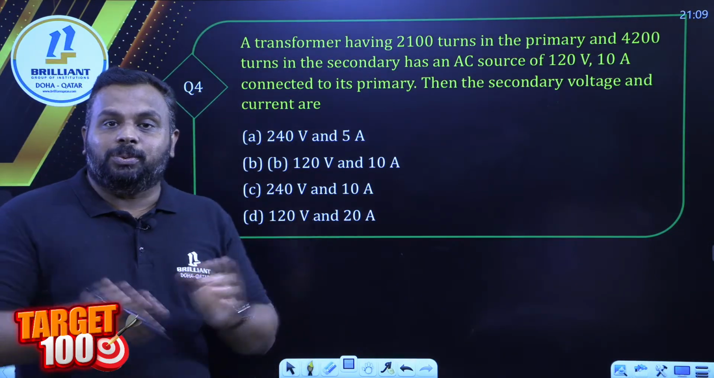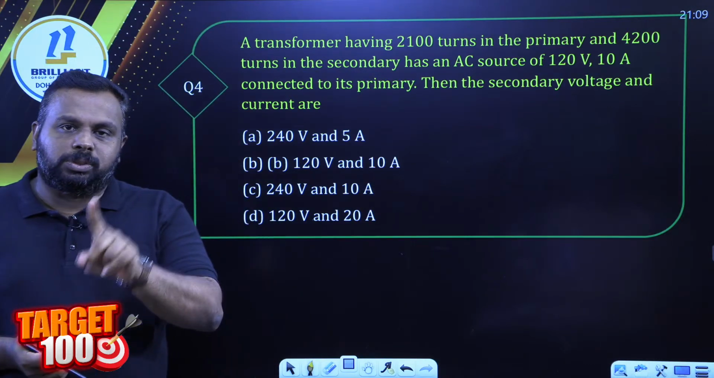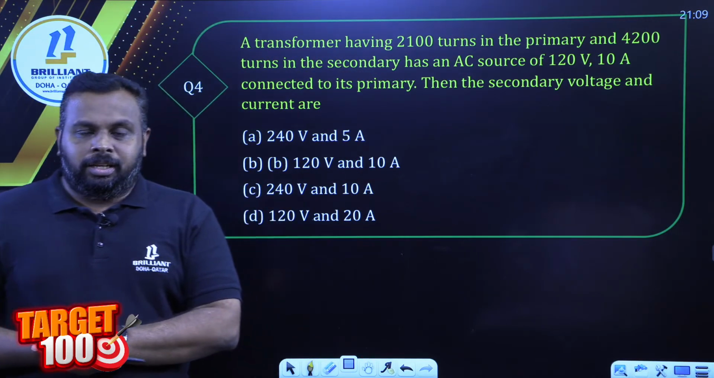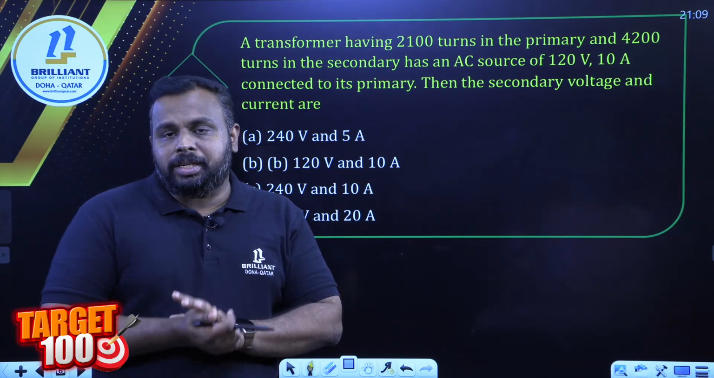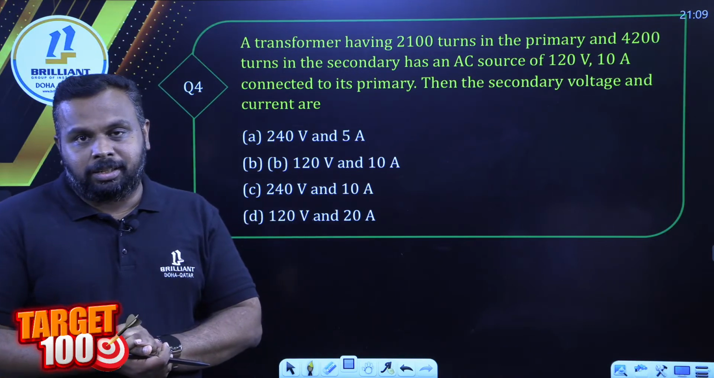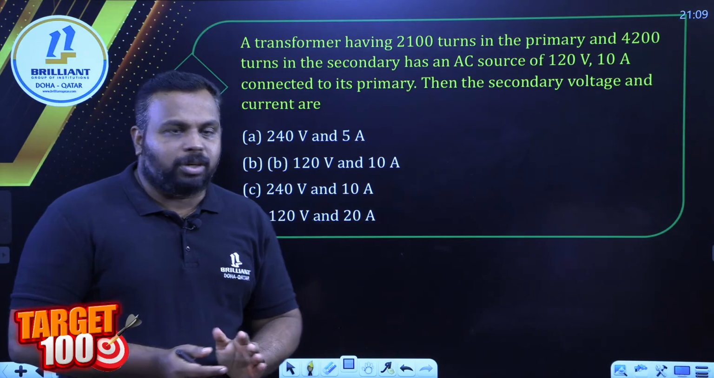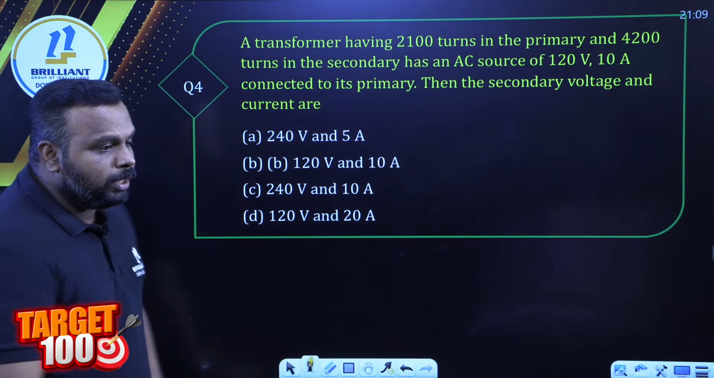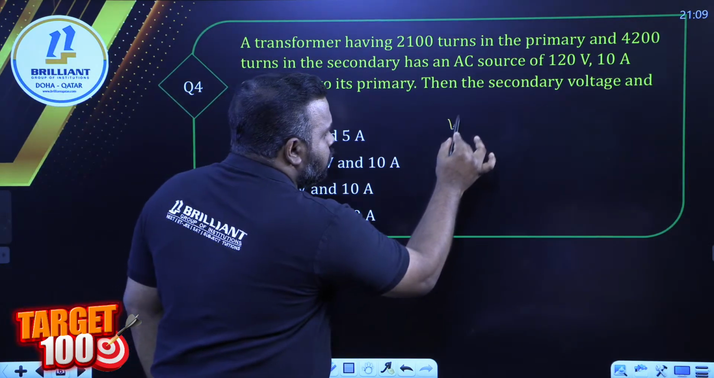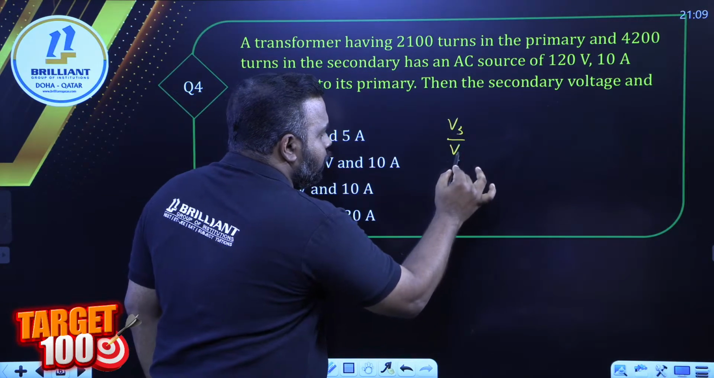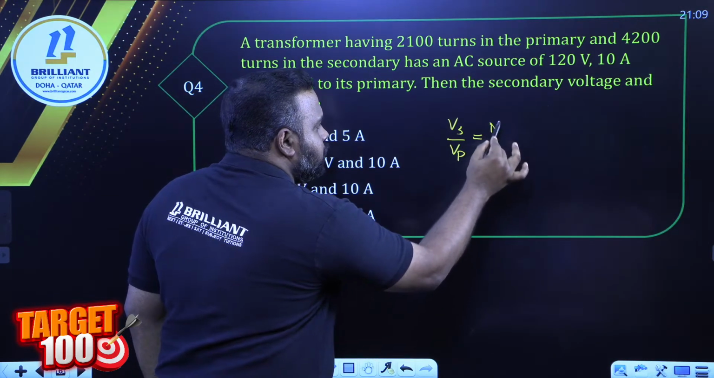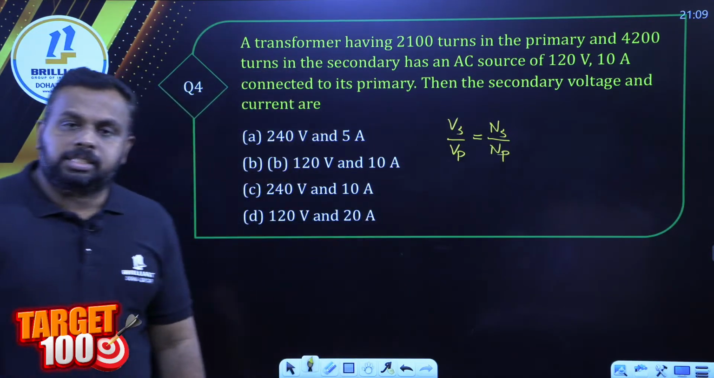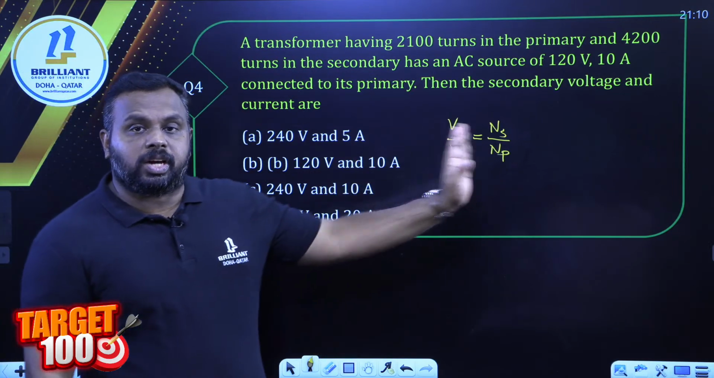Look, transformer. You know what is a transformer? Transformer is a device which is used to increase or decrease AC voltage. Yes, and you know the working principle, it is mutual induction, and we have some formulas. Very important but easy formulas. First one is we have a transformer ratio. What is that ratio? It is Vs by Vp is equal to Ns by Np. This is the formula relating voltage and number of turns.